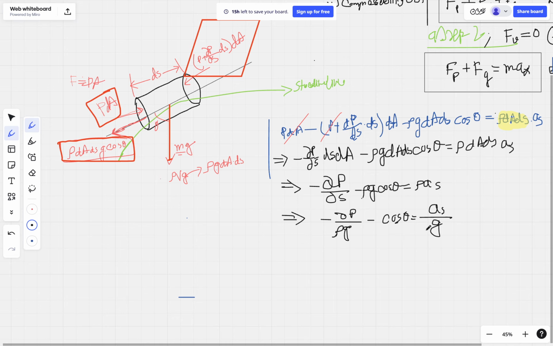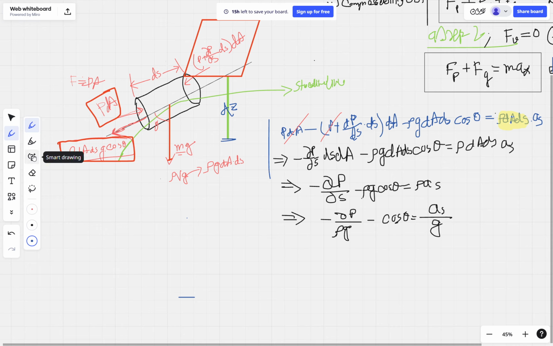Okay, so let us now consider the cos theta. In the case of cos theta, imagine that this is the height, and as such this is z, the datum head, and this one is s. So for the datum head, let it be dz, and for this cross section, this is ds.